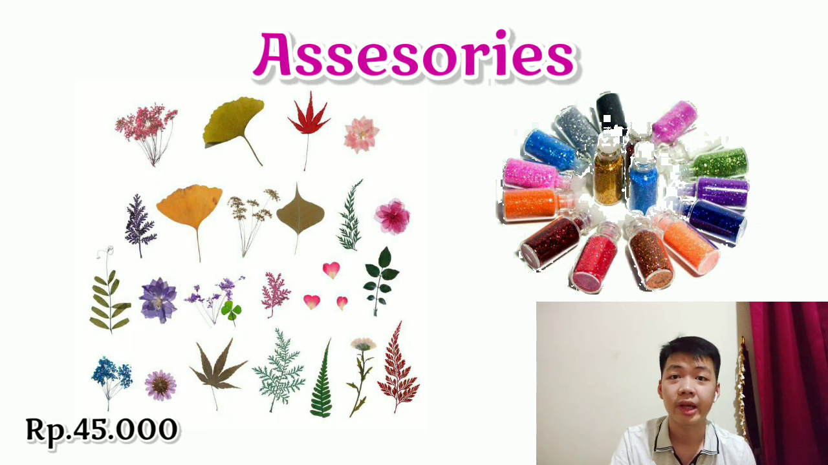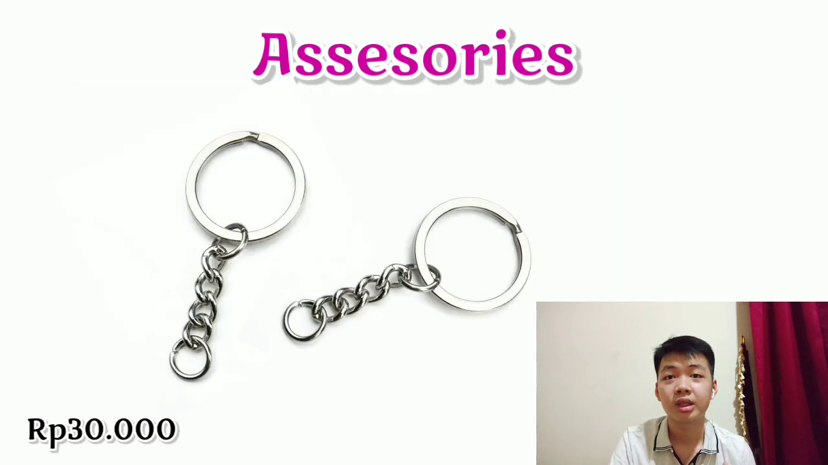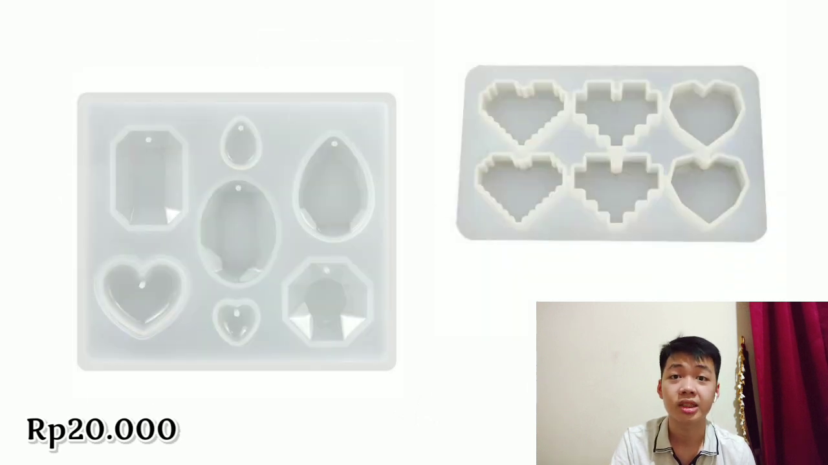Next, we need K-rings for 100 pieces of this item. We need to prepare 30,000 rupiah. After that, we need a silicone mold and a scale. The price of a silicone mold depends on its size, but for the size we are going to use, it's going to be 20,000 rupiah for each piece.